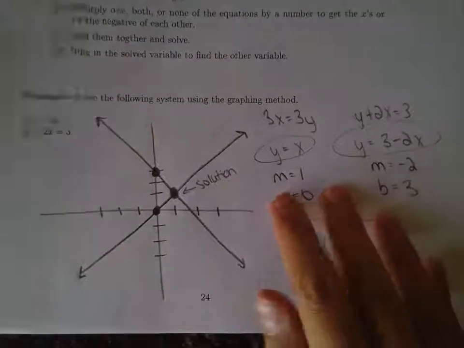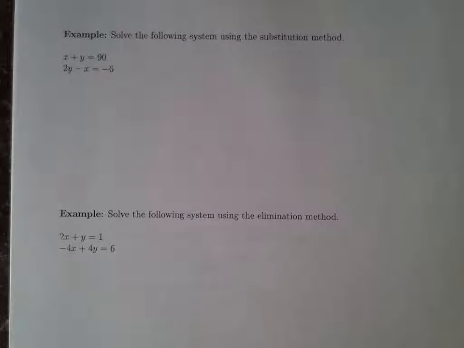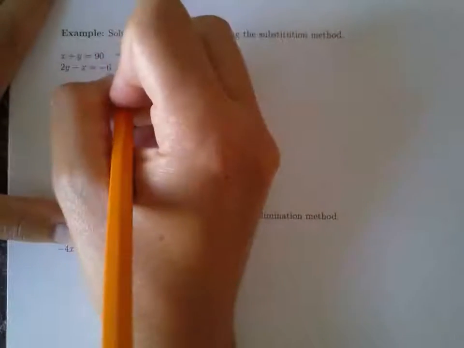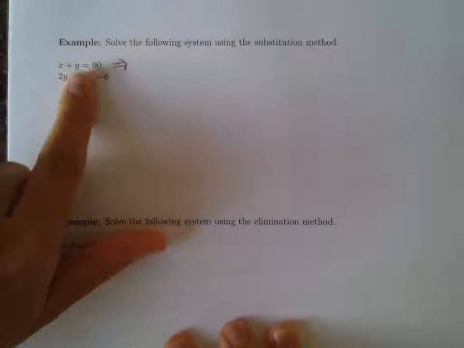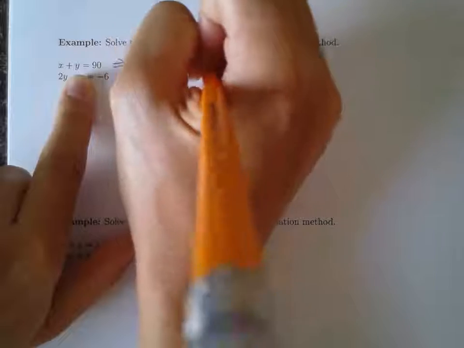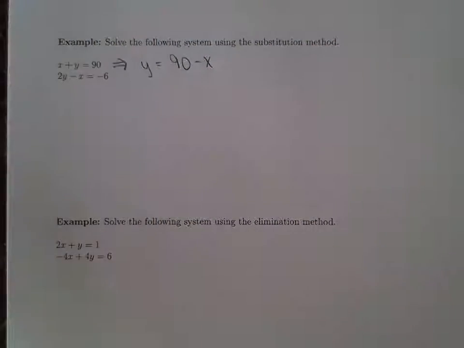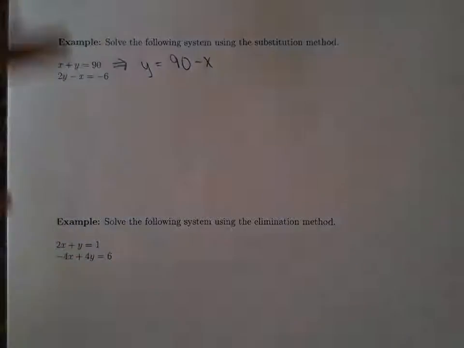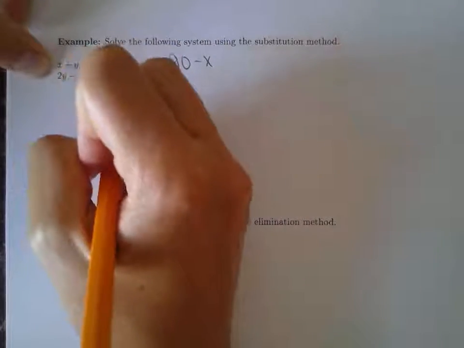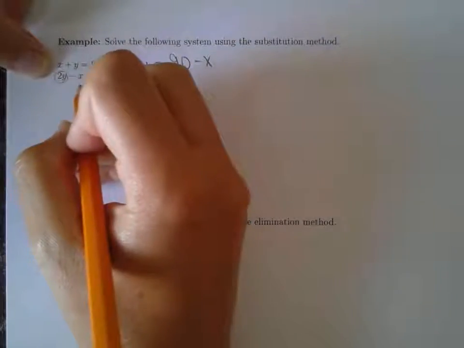Page 25 says solve the following system using the substitution method. So the substitution method says solve one equation for y, which we can easily do. So I'm going to go ahead and solve this first one for y, just because it's first. It looks like it's easy to solve for y. That's y equals 90 minus x. Then what we're going to do is plug this in for this. So we're going to plug in 90 minus x for y. So we have 2 times our y, which is 90 minus x. So that's what I did here. 2y is there.